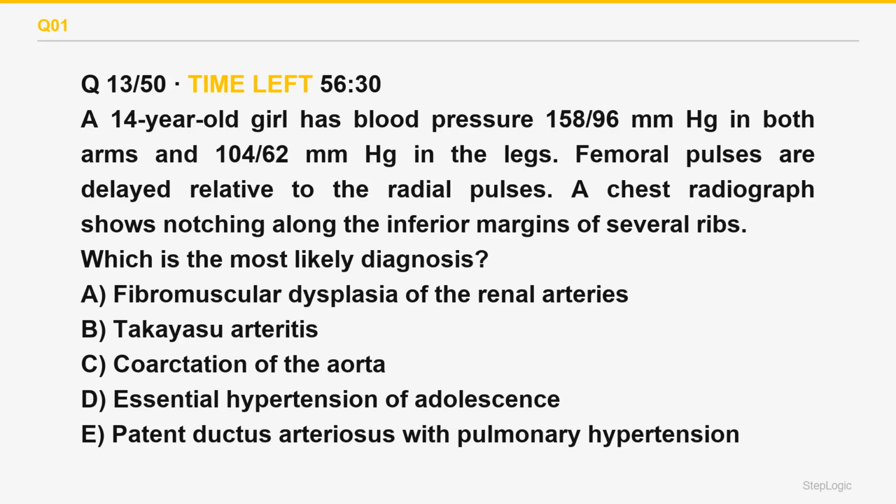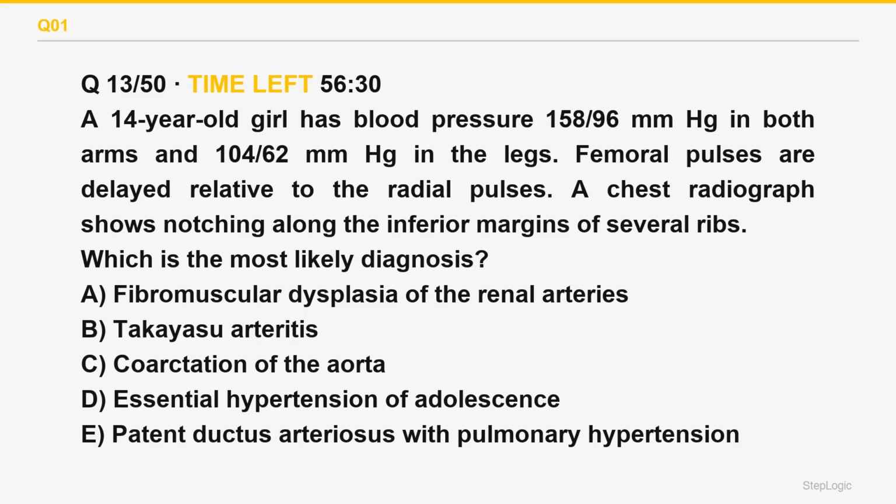A 14-year-old girl has blood pressure 58/96 millimeters of mercury in both arms and 104/62 millimeters of mercury in the legs. Femoral pulses are delayed relative to the radial pulses. A chest radiograph shows notching along the inferior margins of several ribs.